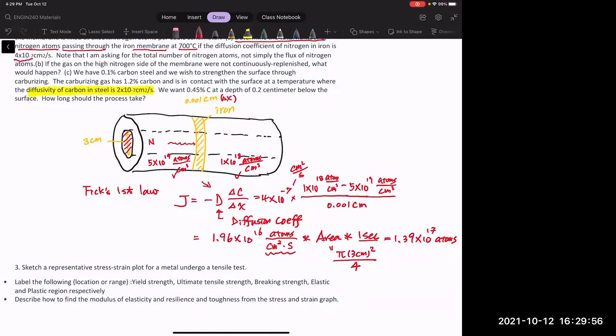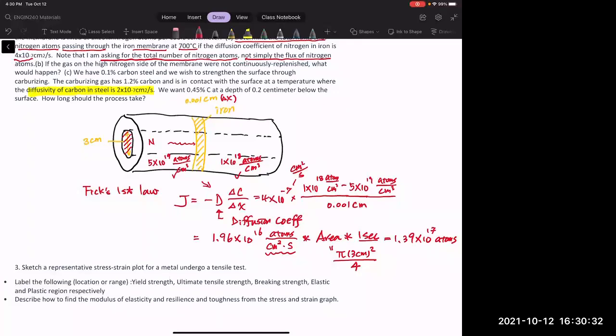I see how you used Fick's first law here to get J, and I think I'm just getting a little mixed up at the end, where you multiplied by area and then times 1 second. Okay, because the problem said I'm asking for the total number of nitrogen atoms, not the flux. The flux means, in a cross-section area, the flow rate of the atoms.